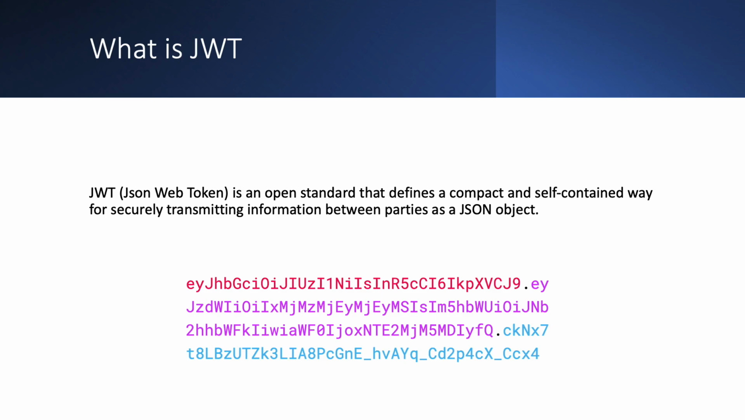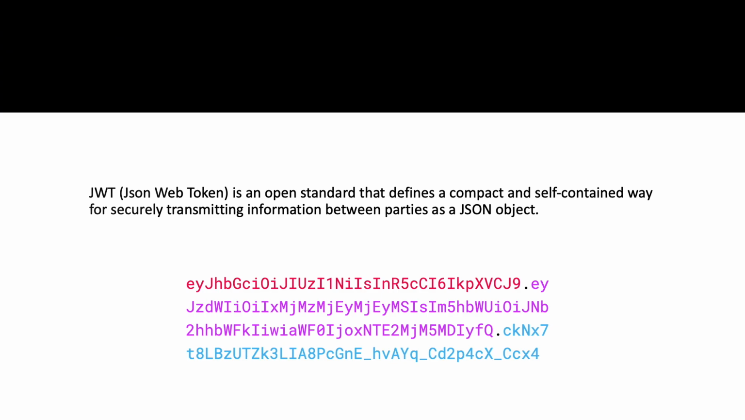And as we can see here, a sample of a JWT token that's being generated by a service. We're going to be exploring how this works, and then we're going to be exploring how it's being created as well.